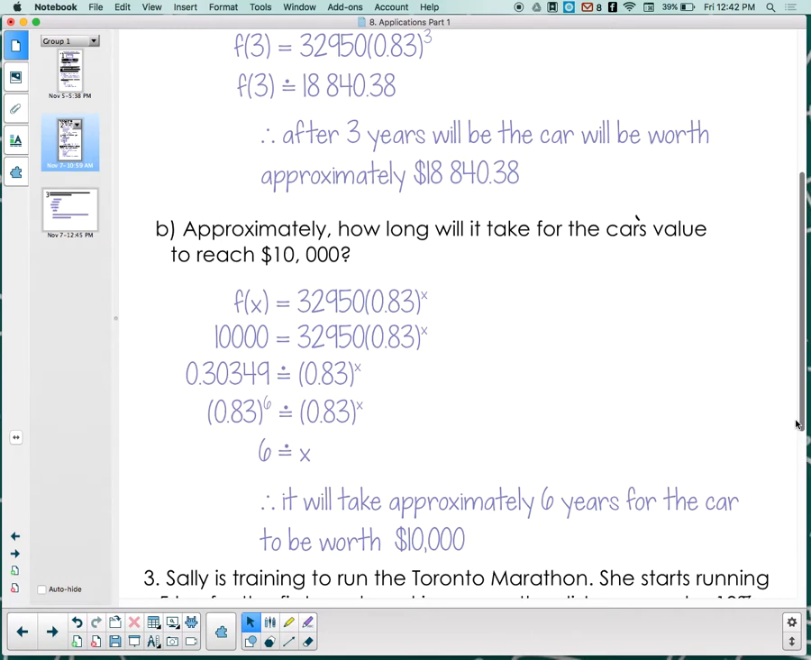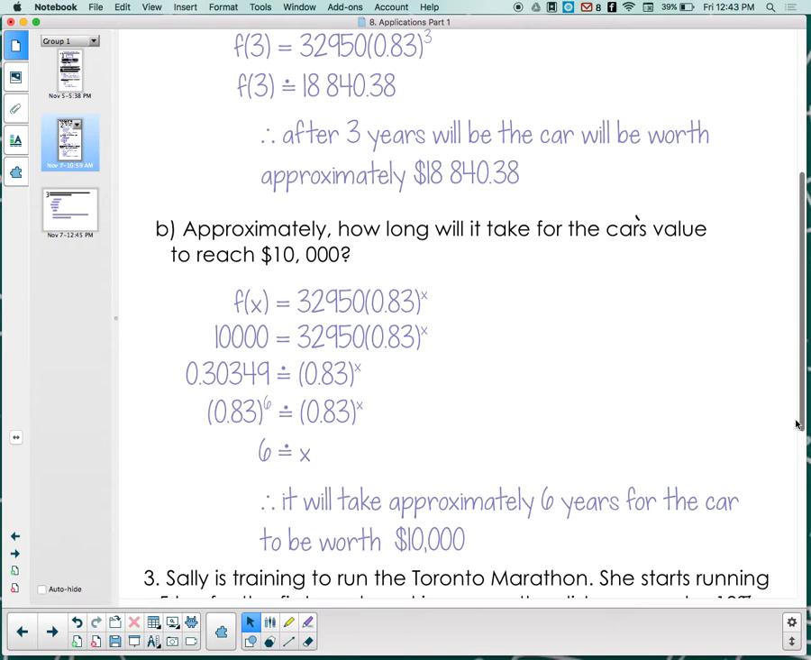Jacqueline. Sorry, how did you get 0.8? We divide the 32,950. Oh, you divided 10,000 by 32,950, which gave us the 0.3034. So what you're going to do in your calculator is plug in 0.83 and then estimate values of your exponents. Now, I don't expect you to start at 1 and work your way up. We already know that when your exponent was 3, we hadn't gotten there yet, so you shouldn't be picking anything less than 3. I would try 5 or 6 and see what you get.